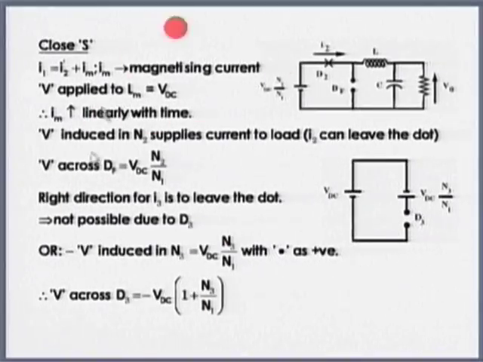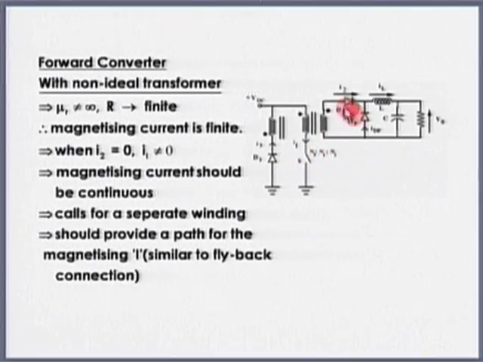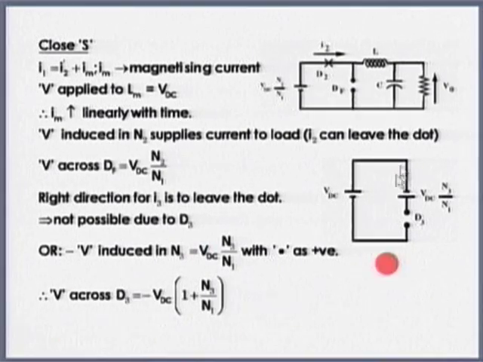Here is the equivalent analysis. I1 is equal to I2 prime plus IM. IM is the magnetizing current. V is applied to LM, the magnetizing inductance of the transformer. IM increases linearly with time. The voltage induced in N2 supplies current to the load. What it means is the voltage induced in the secondary will supply the current to the load, forward biasing D2. So the voltage induced here is VDC times the turns ratio. The equivalent circuit in the tertiary is VDC.